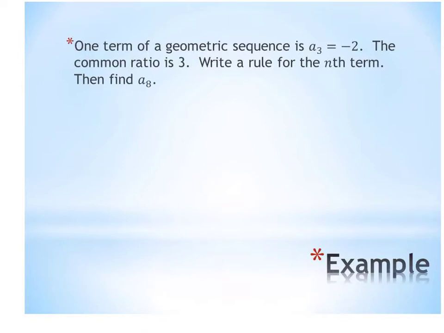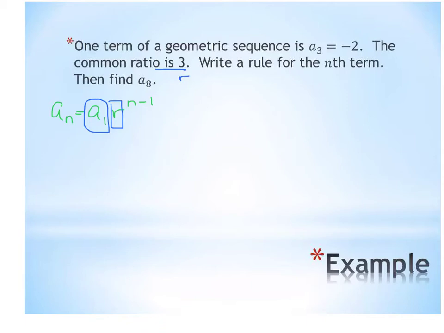Okay, so the next thing it tells us is that we have one term, a sub 3 equals negative 2, so the third term is negative 2. It's telling us the r value is 3 and it wants a rule. Well, let's write down our rule here real quick: a sub n equals a sub 1 r to the n minus 1. To write this rule, you have to have an a sub 1 and you need to have an r. I have an r. I do not have an a sub 1, so we need to solve for our a sub 1.